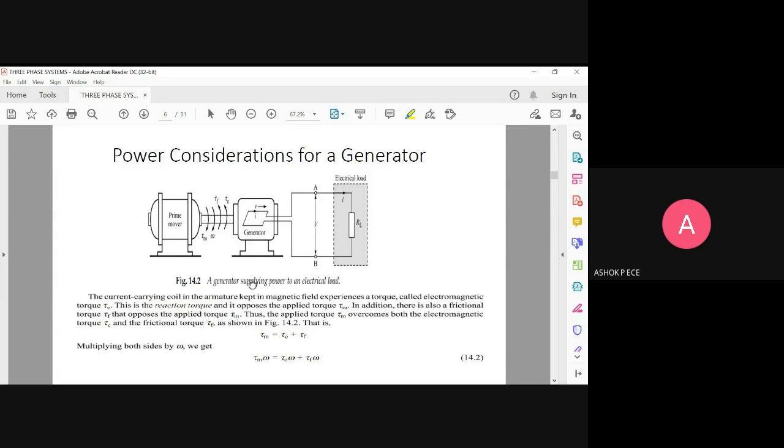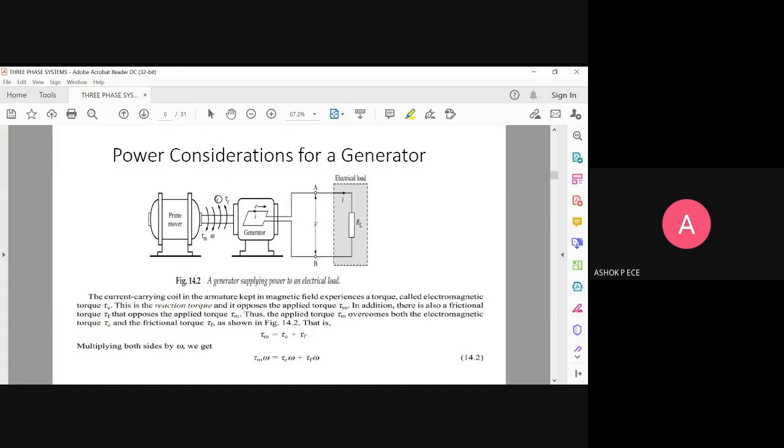So in addition to tau e, you also have a torque tau f. Tau f is because of the friction between the shaft and the other components of the machine. By the law of conservation of energy, the total applied torque tau m must be equal to tau f plus tau e, where tau f is the frictional torque and tau e is the electromagnetic torque.